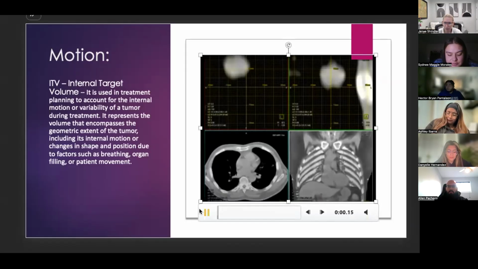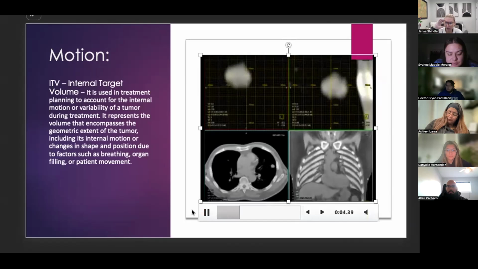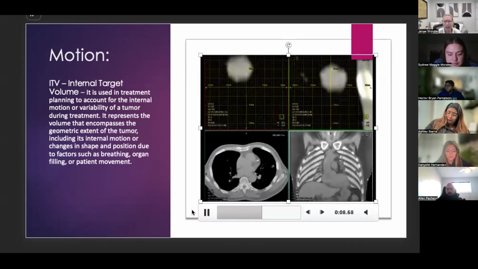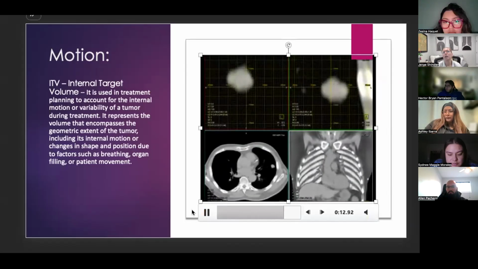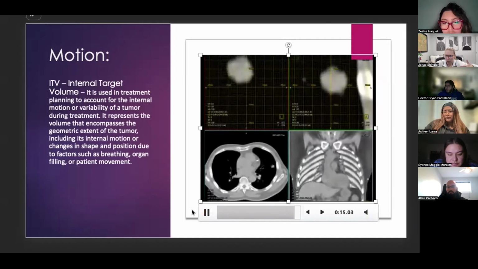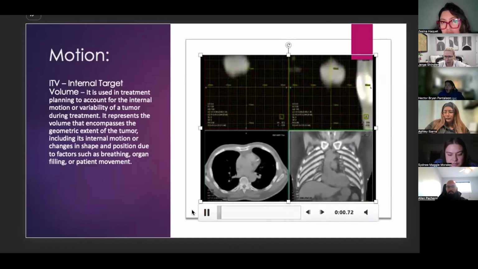Let's see if I can find this video. Okay. So here we can see the lung. Specifically, what I want us to see with this lung is the areas of motion. This helps us understand in the clinic what we're looking at.